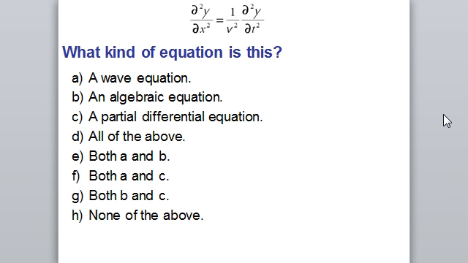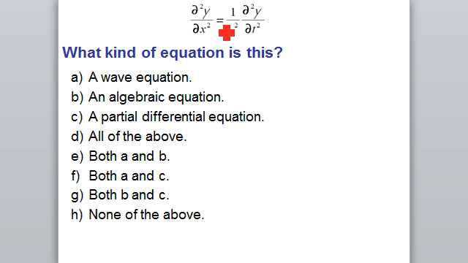We're seeing the second derivative of y with respect to the position is equal to a constant times the second derivative with respect to time. This is a wave equation. Let's see. That one is definitely good. So A is good. It's a differential equation. I wouldn't call it an algebraic equation. It is a partial differential equation.